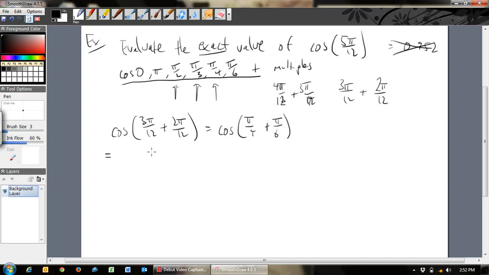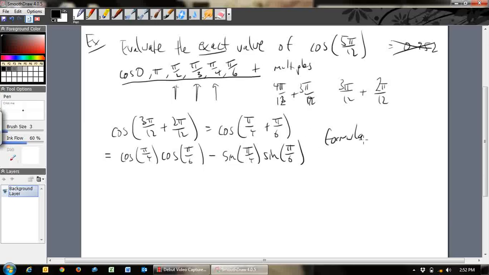Okay, let's do it. Looking at your formula, just plug it in. This is equal to cos pi on 4 times cos pi on 6. And this is addition, so in the formula it will be minus sine of the first one times sine of the second one. It's straight out of the formula, so if you don't know where this is coming from, look at your formula sheet.